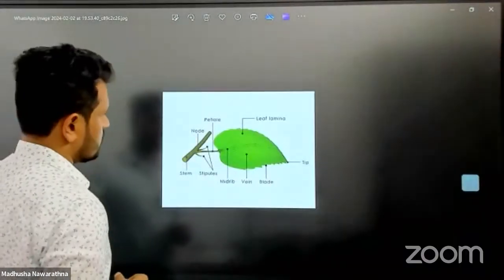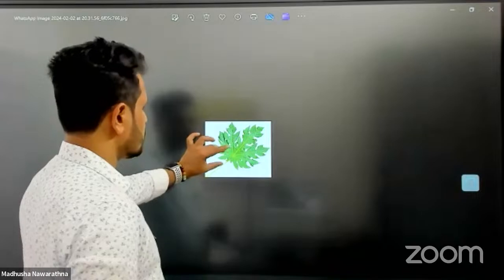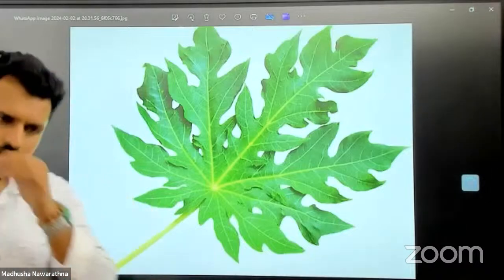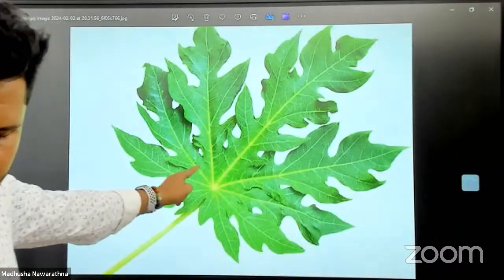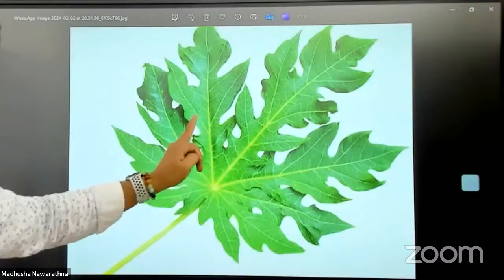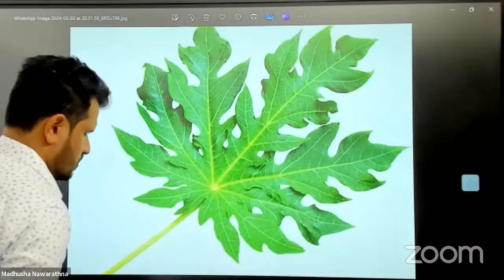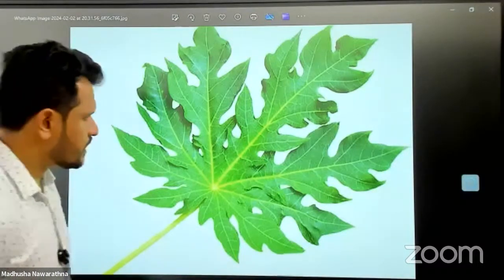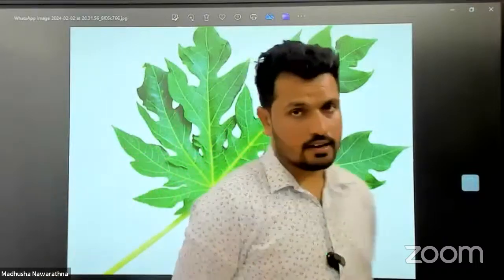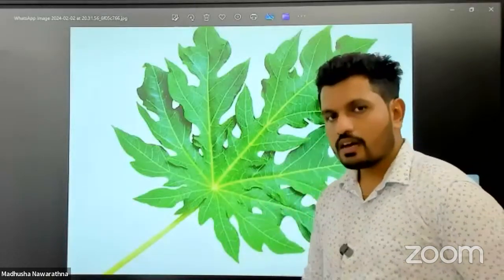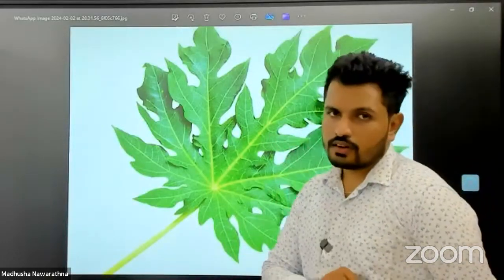But look at this structure. Now what do you think? Papaw leaf. Okay, papaw leaf. Now the leaf blade of these papaw leaves is partially divided into segments. Leaf blade is partially divided into segments, yes, but partially, and that is about the leaf blade, not entirely.